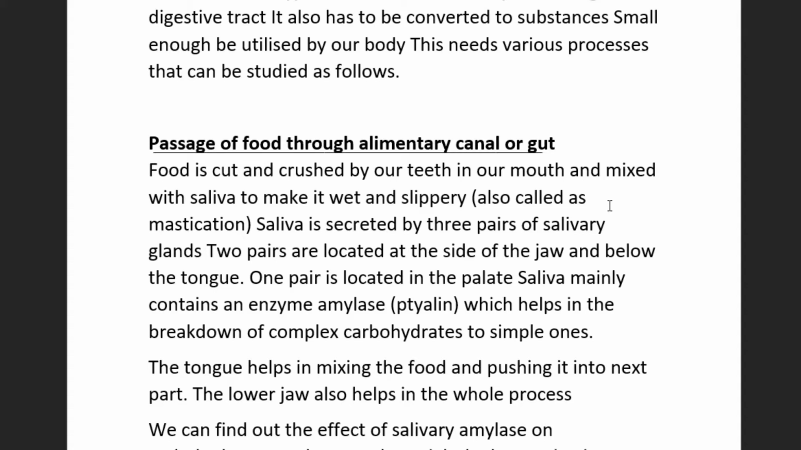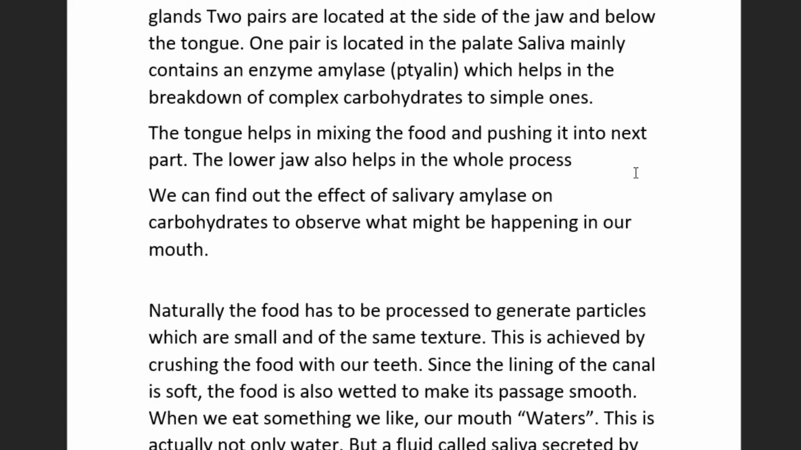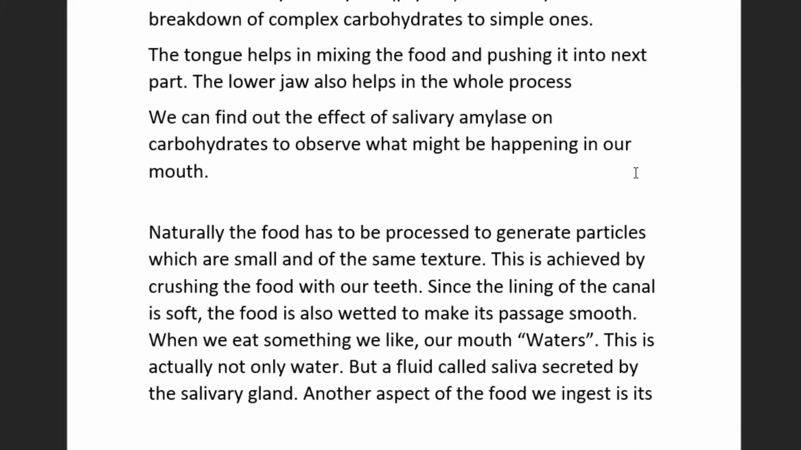and it helps in mixing the food and pushes the food to the next part, and the lower jaw will help. We can find the effect of salivary amylase on carbohydrates in our mouth. Naturally, the food needs to be broken into small particles of the same texture, and this is achieved by crushing the food with our teeth.